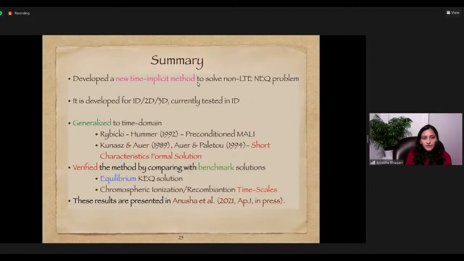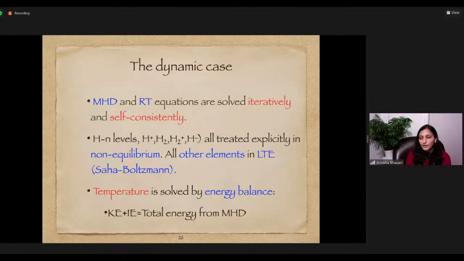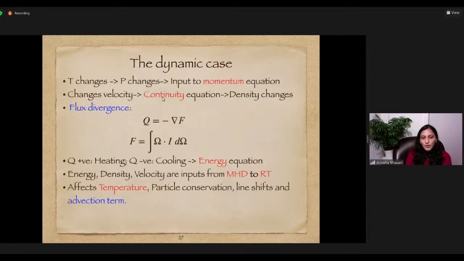To summarize, we have developed a new numerical method. It is developed for 1D, 2D, 3D, currently tested in 1D in this paper. It is a generalization of these two methods, and it has been verified by comparing with the benchmark solutions. These are presented in this paper. And of course, the next step is to iteratively and self-consistently solve the MHD and radiative transfer modules for the dynamic case to simulate the dynamic solar atmosphere. And two important quantities that we contribute from the radiative transfer module to the MHD are the pressure for the momentum equation and flux divergence for the energy equation. Thank you.